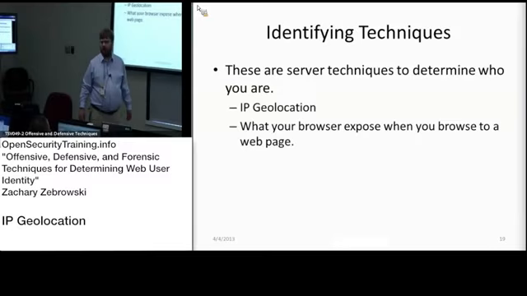Two different things. One, which is IP geolocation. IP geolocation essentially is a database that contains a whole bunch of IP addresses and locations. And the other thing we'll talk about is what your browser exposes when you browse to a web page.